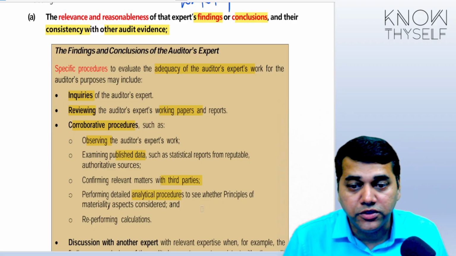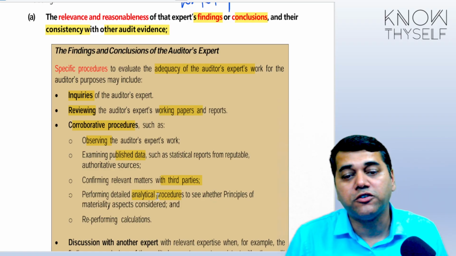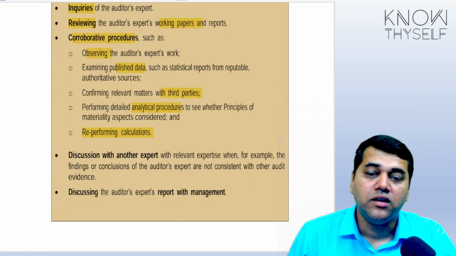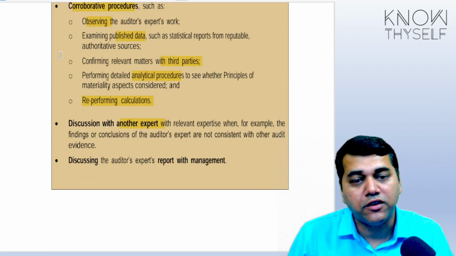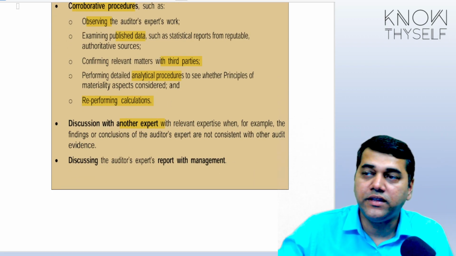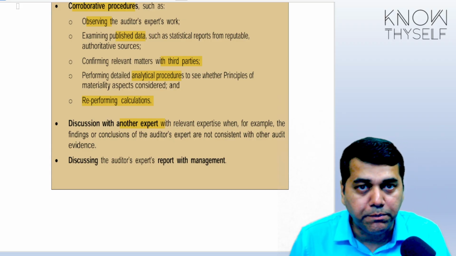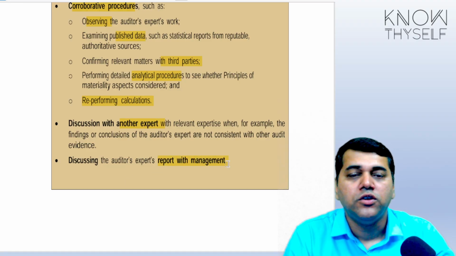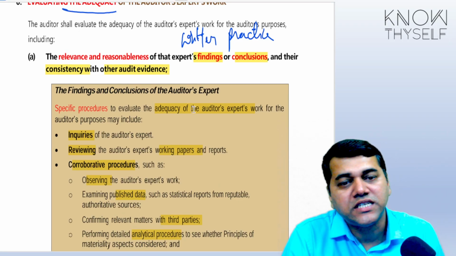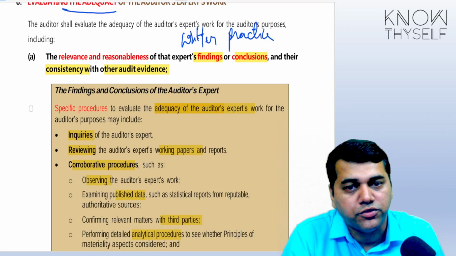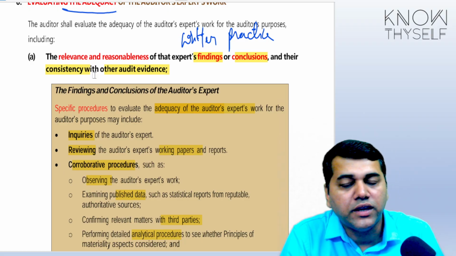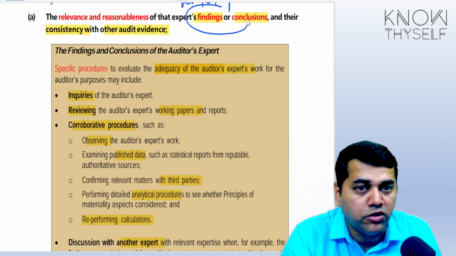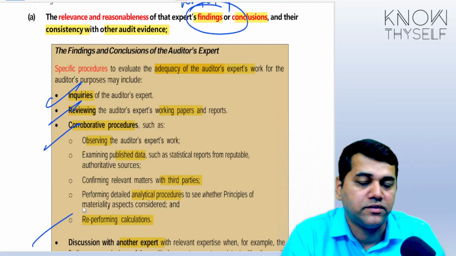Performing some analytical procedures, checking whether principles of materiality are considered, reperforming these calculations, and discussing with another expert. We can call it a second opinion. When this expert has given an opinion to you, and if you are not happy, you talk to another expert or you discuss the report with the manager. So, how do you obtain an understanding of the adequacy of the work? These are all the procedures they are supposed to follow. With this, you can understand the relevance and the reasonableness of the findings. Whether their findings are reasonable or not, you have to perform these activities.